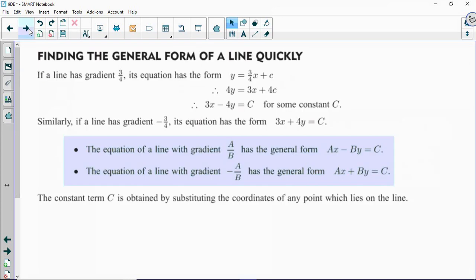Just wanted to share now, the book gives some shortcuts for dealing with the general form of a line. I think many of you watching this probably aren't going to want to allocate too much of your mental energy to this shortcut. I don't think it's worth that much. It doesn't save a whole lot of time, but I'll talk about it for just a moment.